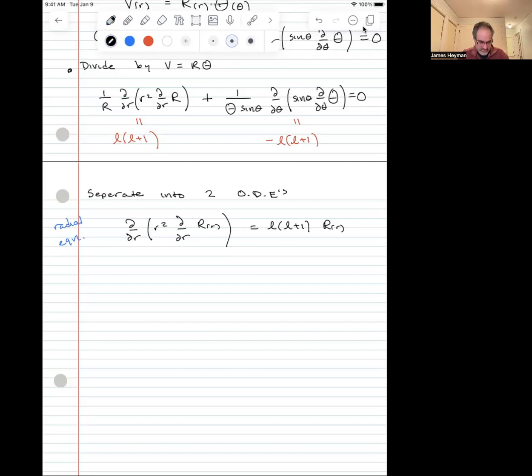The second differential equation is the angular equation. And it says, as you've guessed, that the derivative with respect to theta of sine theta times the derivative with respect to theta again of the theta function is equal to minus L times L plus 1 times sine theta times the theta function. Okay? Very good.